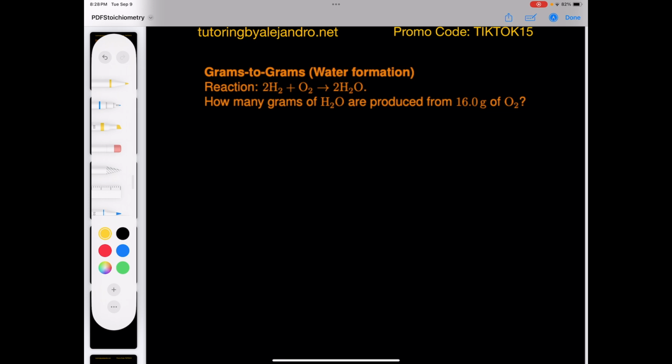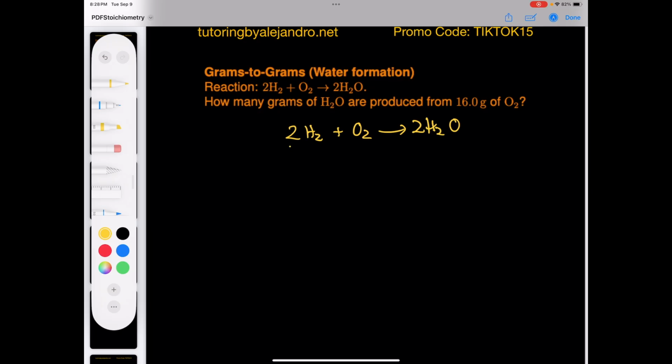And they're asking how many grams of H2O are produced from 16 grams of O2. So let's write down the equation: 2H2 plus O2 produces 2H2O. Okay, we'll have to see if the equation is balanced.